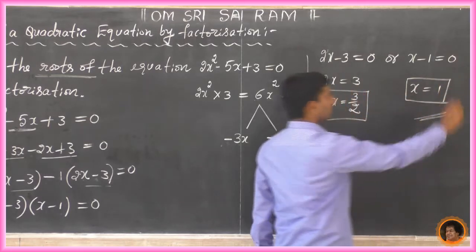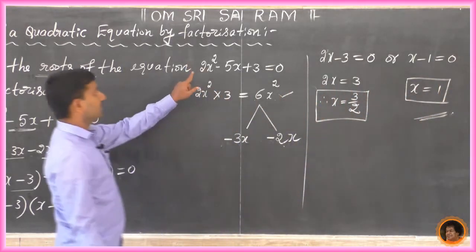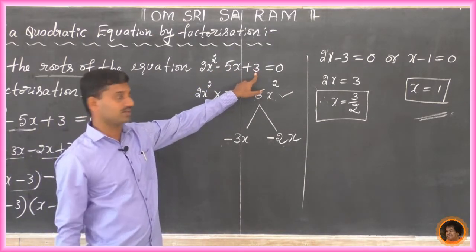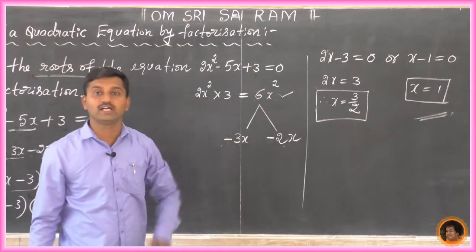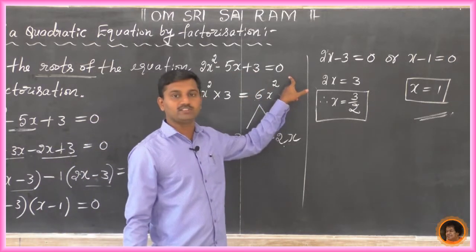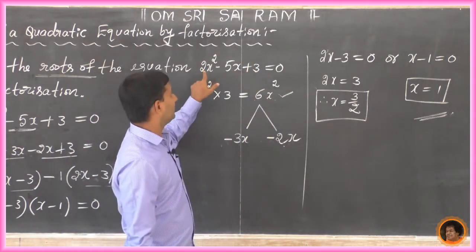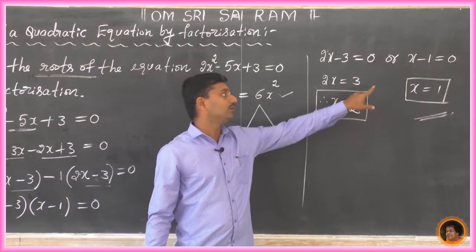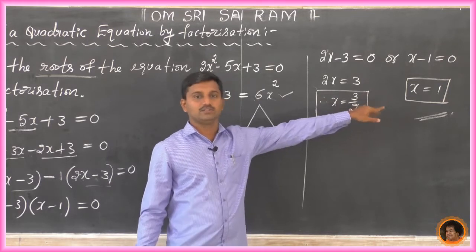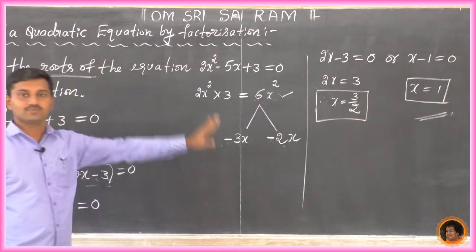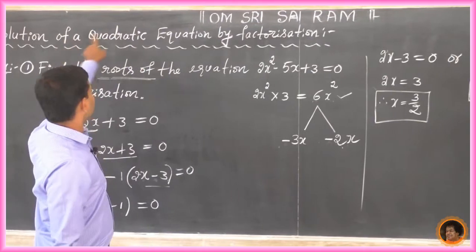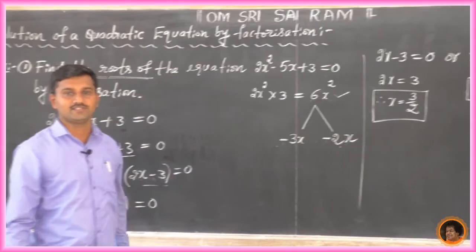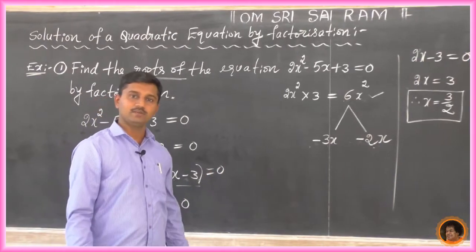So these are the solutions of the quadratic equation 2x square minus 5x plus 3 equal to 0. Solutions of a quadratic equation are also known as roots of the quadratic equation. Therefore the roots of the equation 2x square minus 5x plus 3 equal to 0 are 3 by 2 and 1. This method is known as solution of a quadratic equation by factorization, middle term factorization, or simply the factorization method.